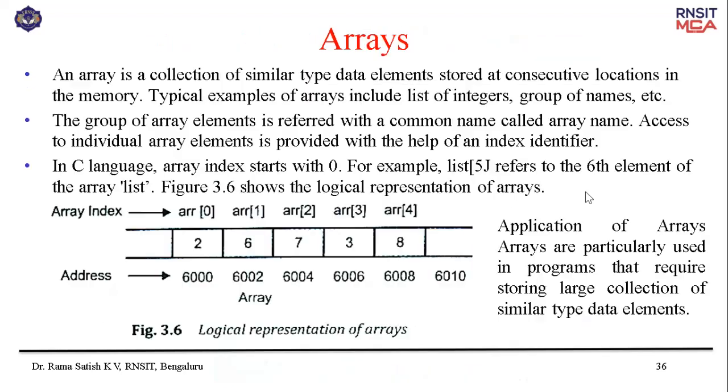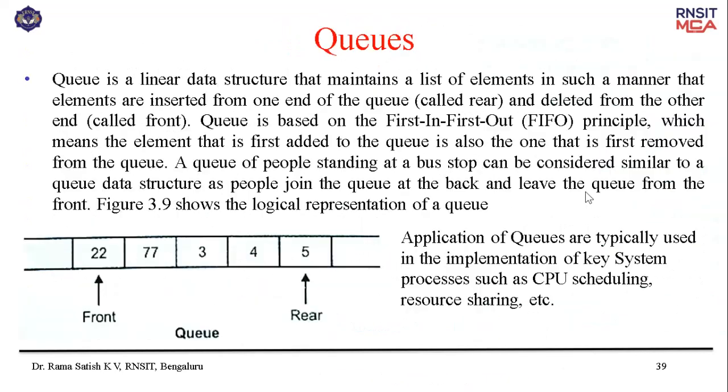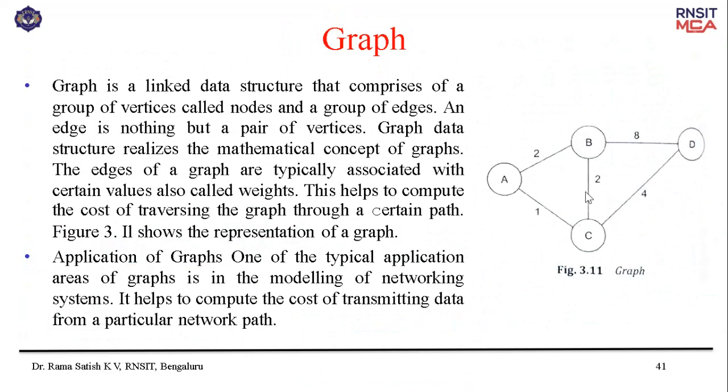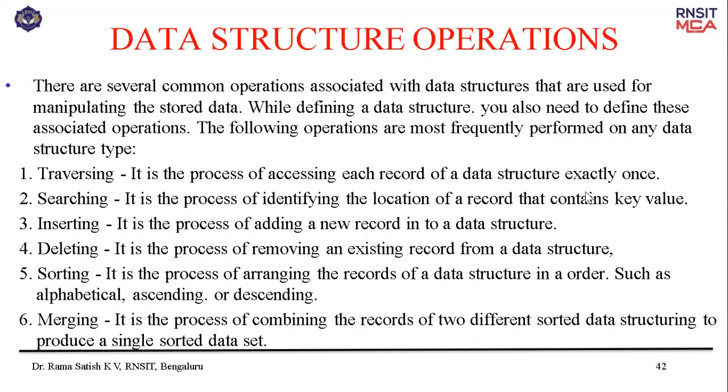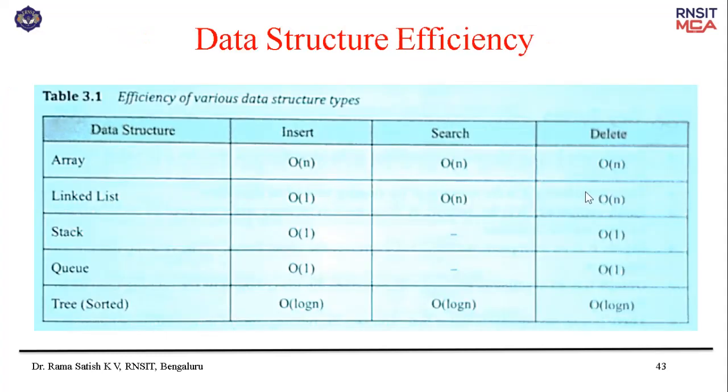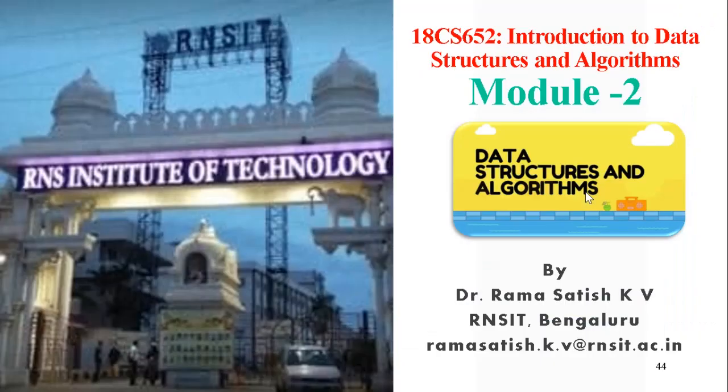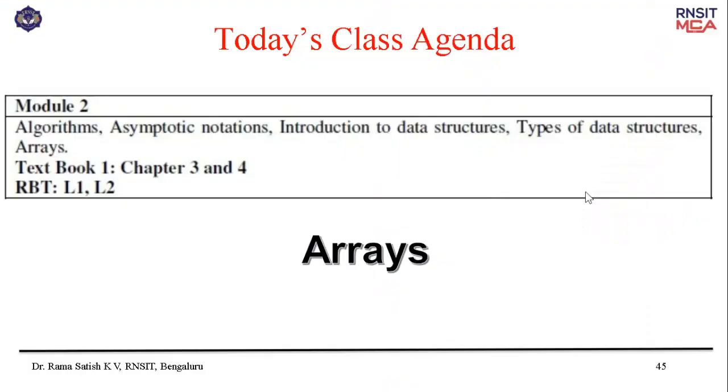An example of non-linear is trees. And we discussed the different types of data structures: arrays, linked lists, stacks, queues, trees, graphs, etc. Data structure operations include traversing, searching, inserting, deleting, sorting, and merging, and their efficiency we also discussed. In today's class, we are going to talk about the first data structure, that is arrays.